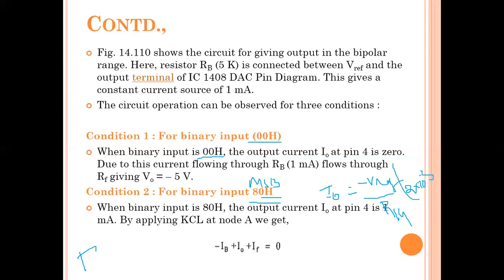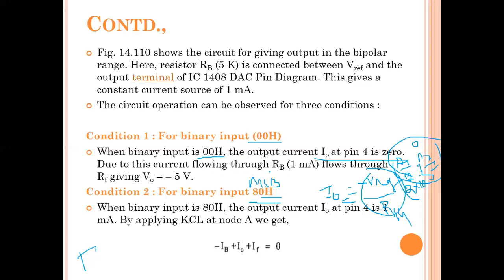But this is multiplied with the current switches. So current switches you will be having A1 divided by 2 plus A2 divided by 2 and so on. If you make all the digital inputs equal to 0, then all this data will be equal to 0. Therefore, if we multiply this ratio with these zeros, we will be getting I0 equal to 0. Therefore, whenever the binary input is 00H, the output current I0 at pin 4 will be equal to 0.